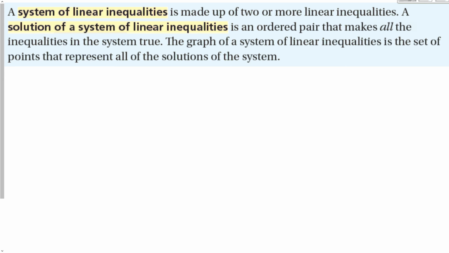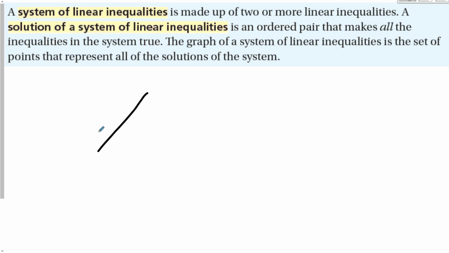Okay, so like we saw previously in the chapter with a system of equalities, we could use graphing, we could use substitution, we could use elimination. A system of linear inequalities is just the same thing as a system made up of two or more, you can have as many as you want, linear inequalities. A solution of a system of linear inequalities is an ordered pair that makes all the inequalities in the system true. And there doesn't just have to be one solution.